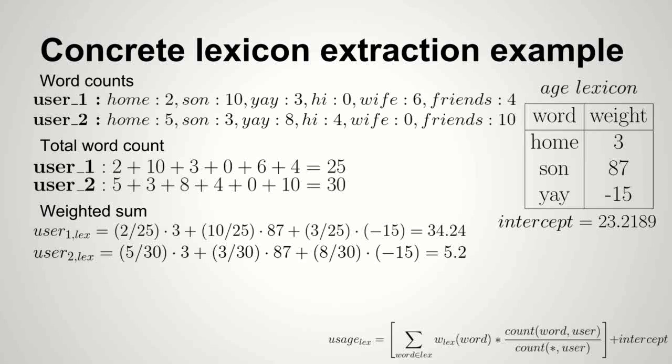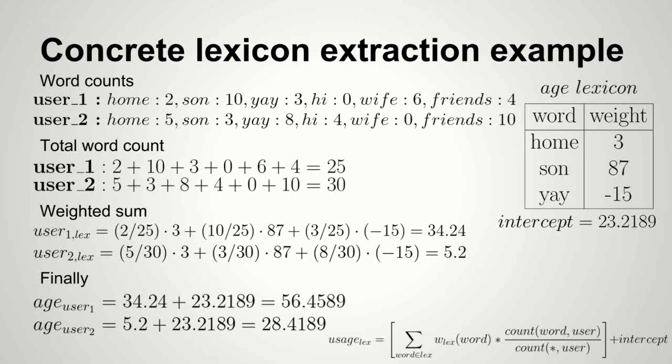However, as I said before, we still have to add the intercept to get the accurate prediction of age. We end up with user 1 being predicted to be 56.5 years old, and user 2, 28.5. And that's how you extract a weighted lexicon with an intercept.